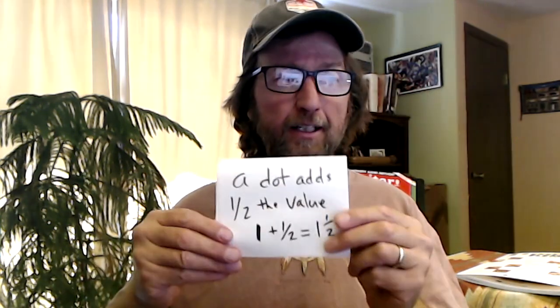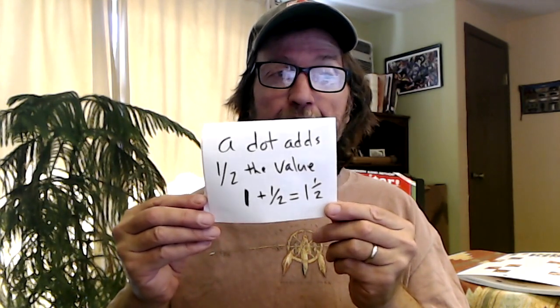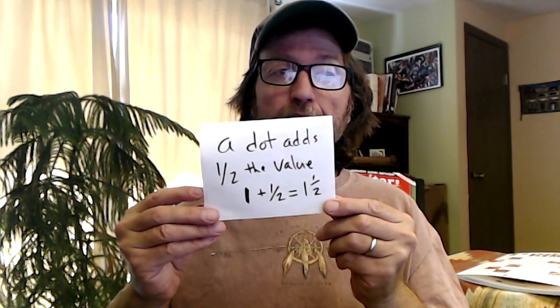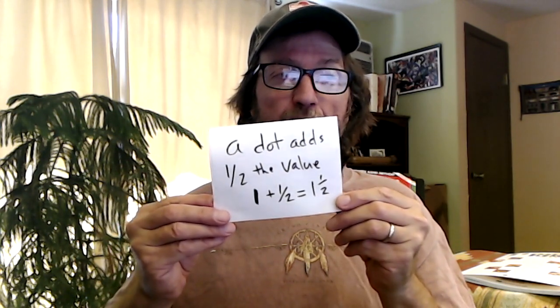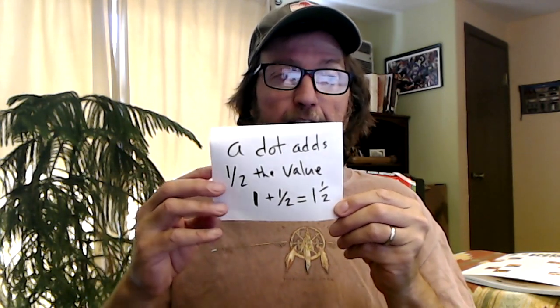Here's the big thing I want you to get from page 22. It's going to be on your test. It's going to be on your final. You've got to know it the rest of your musical lives because it's a very important thing in music. A dot adds half of the value to the note it follows. So 1 note plus half of what that note is equals 1.5.